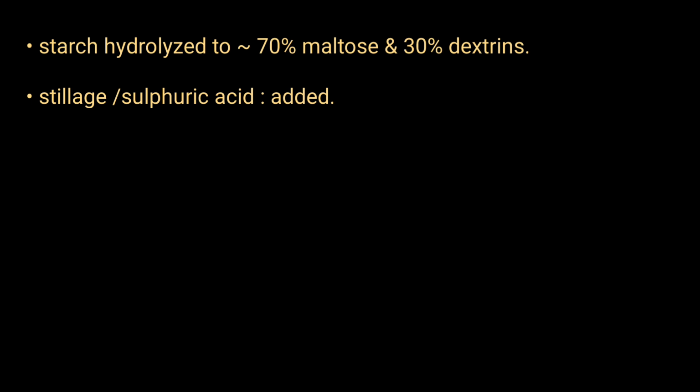Starch gets hydrolyzed to about 70% maltose and 30% dextrins in the converter. Stillage or sulfuric acid is added to this converter mash to lower pH, furnish nutrients, and add buffering action.